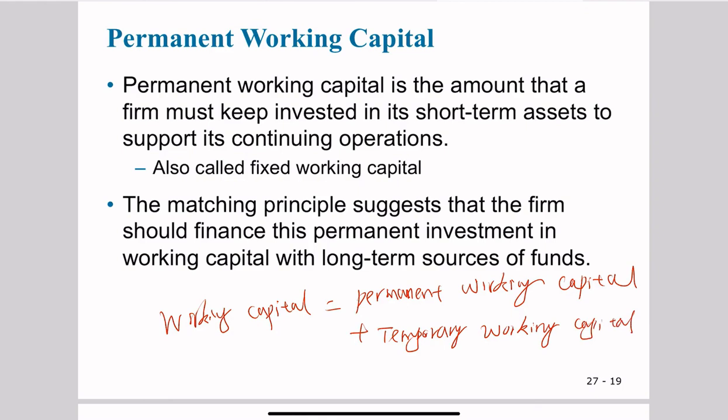So now let's define what is a permanent working capital, what is a temporary working capital. Permanent working capital refers to the amount that the firm must have in its short-term asset to support its continuing operations. Basically, this part of current asset, or this part of permanent working capital, is permanent. So definitely you should finance permanent working capital with long-term financing, such as long-term debt, right?